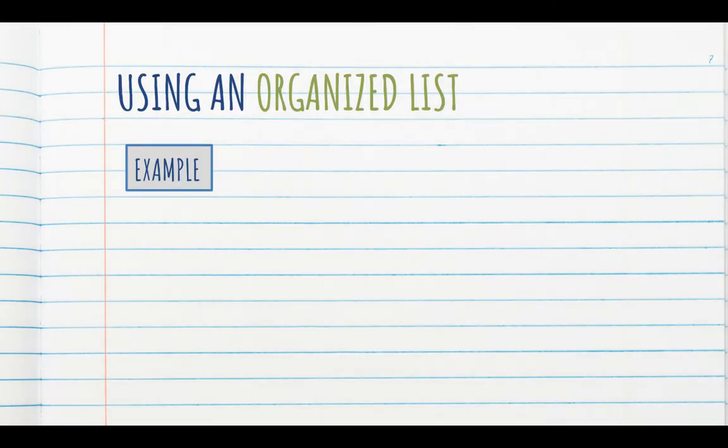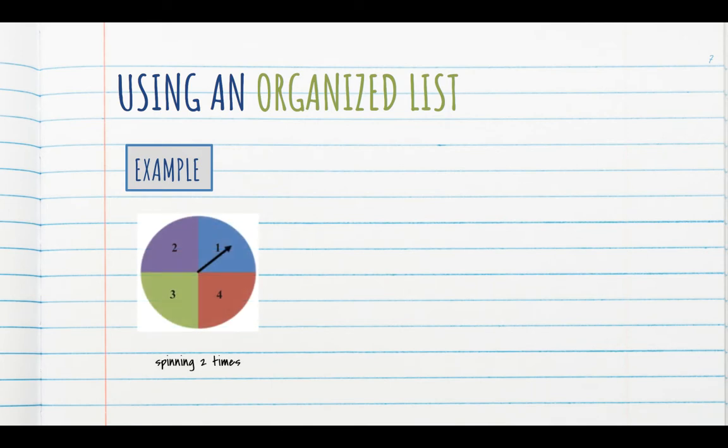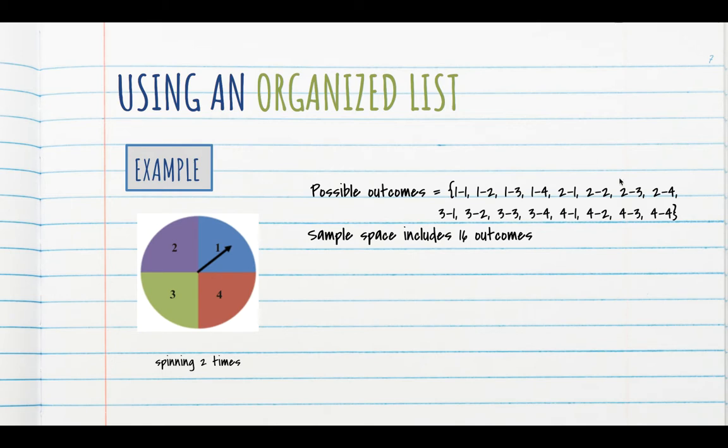Let's look at another example. Let's say I have the same spinner as in my first example, but this time we're going to spin it twice. If I spin a 1 on the first, I could spin a 1 or a 2 or a 3 or a 4 on the second spin. So I list those in order: 1,1, 1,2, 1,3, 1,4. I continue writing each possible combination in order.